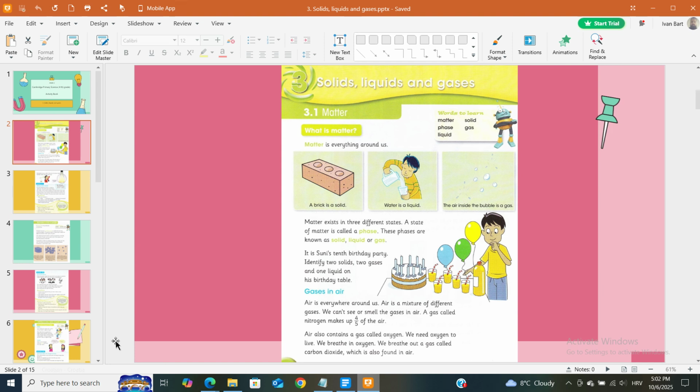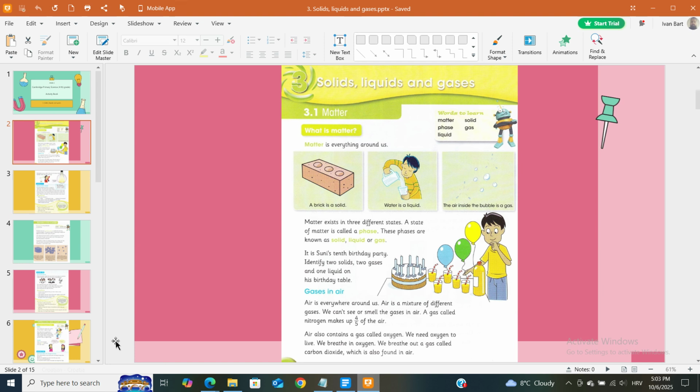It is Sunny's 10th birthday party. Identify 2 solids, 2 gases and 1 liquid on his birthday table. Gases in air. Air is everywhere around us. Air is a mixture of different gases. We can't see or smell the gases in air.